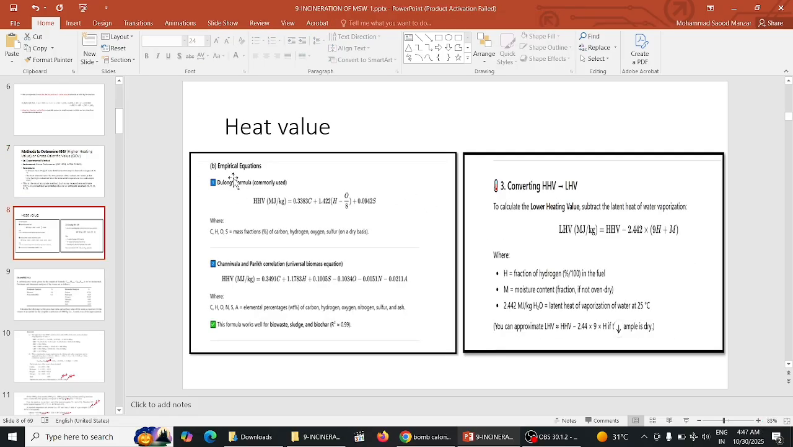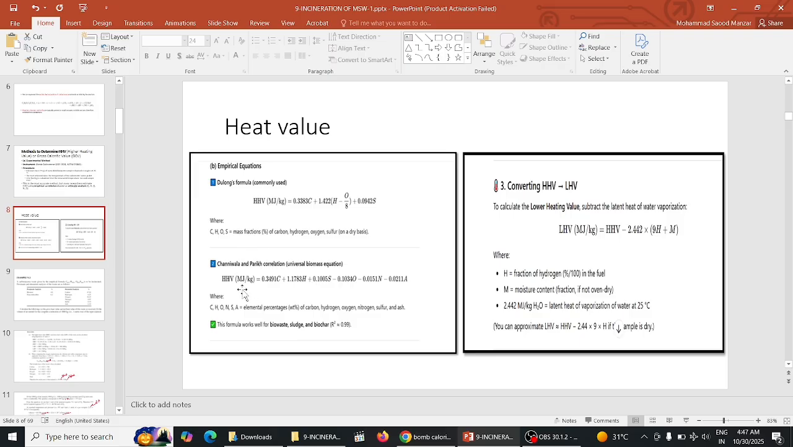The first empirical equation used for finding the HHV is from Dulong's law, which in megajoules per kg is equal to 0.3383 times C, where C is the mass fraction of carbon, plus 1.422 times (H minus O by 8), plus 0.0942 times S. So C, H, O and S are the mass fractions of the respective elements, and sulfur is on a dry basis.